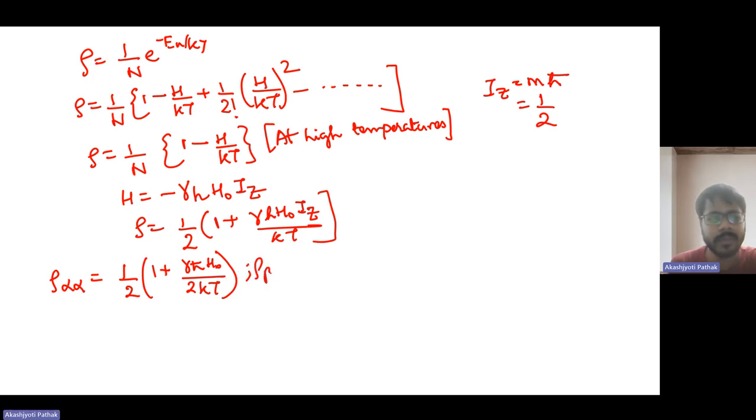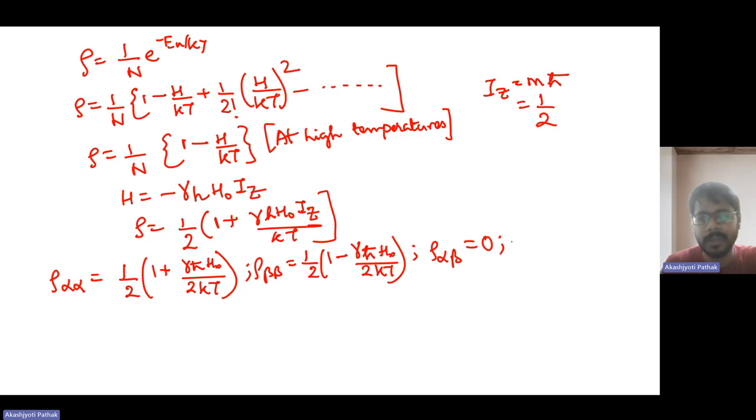For rho beta beta, what will we get? Half times (1 minus ... by 2kT). Why did we get minus here? Because for the beta state, the magnetic quantum number is minus half. So for Iz we put m equal to minus half, and that will be the value of this density operator element. Similarly, for rho alpha beta and rho beta alpha, what will it be? It will be zero.